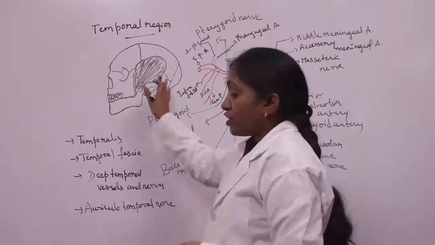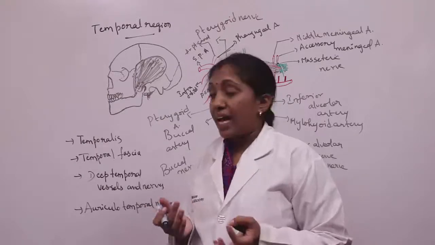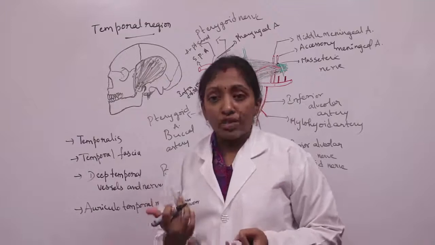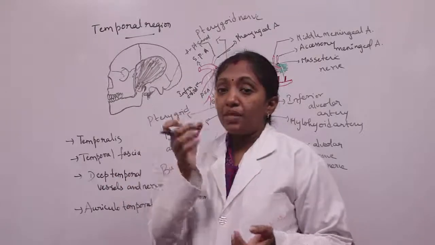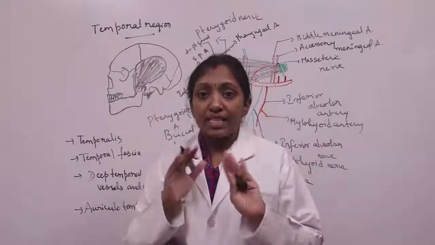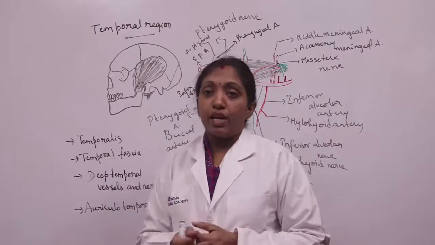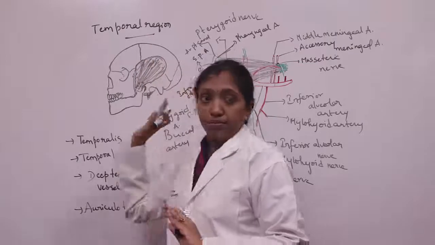And coming to the action of the temporalis muscle, it elevates the mandible. The posterior fibers of the temporalis muscle help in retraction of the mandible. The temporalis muscle on either side helps in side to side movements of the mandible. So that's about the temporalis muscle.